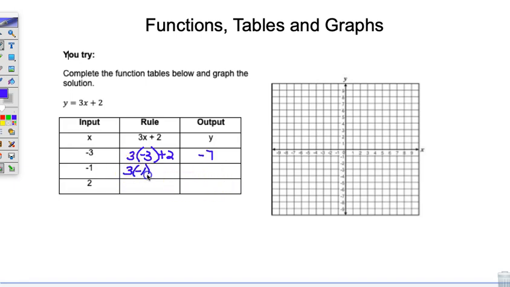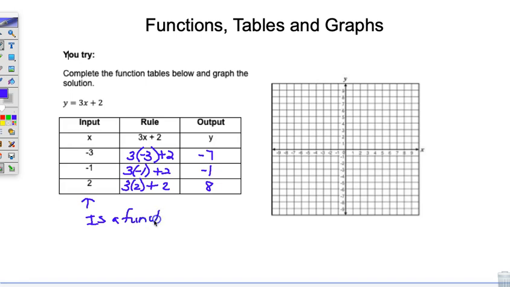Again, replacing the x, this time with a negative 1. 3 times negative 1 is negative 3, plus 2 more is a negative 1. And then finally replacing x with a 2, I get 3 times 2 is 6, plus 2 more is 8. So again, I'm just going to check my x values and see if any repeated. They didn't repeat, so this is a function.